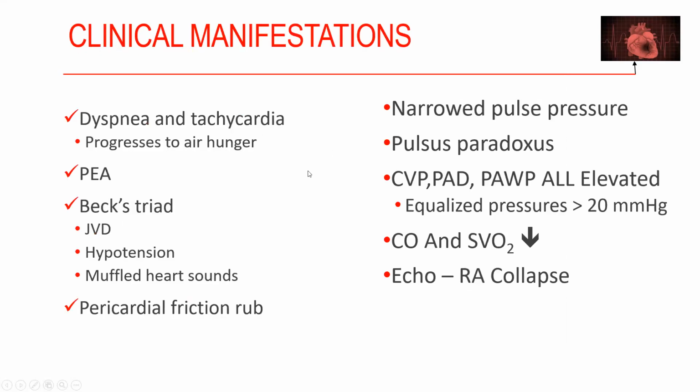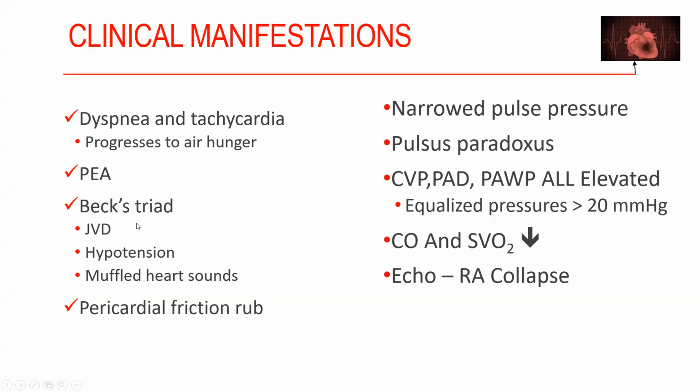Okay, so remember, if the patient is awake and alert, they're going to tell you they're really short of breath. You're going to see that because if they're on SIMV, they're going to be breathing above the ventilator. If they're on assist control, they're going to be breathing rapidly. You've set the respiratory rate at 15, but they're breathing 35 times a minute. They're short of breath. They have PEA, so they have electrical activation, but not mechanical response because they didn't fill their ventricle. They have Beck's triad, JVD, hypotension, muffled heart sounds.